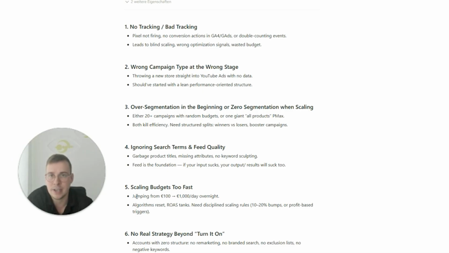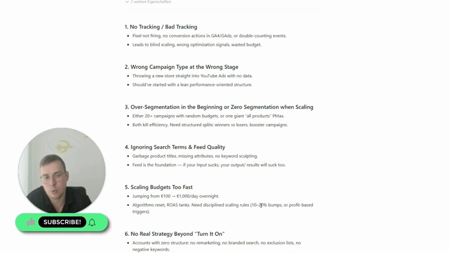Sometimes we do that in the beginning phases when we want to be very aggressive and the momentum is strong. But usually we scale in 10 to 20% steps. That's the best without resetting the algorithm, without having your ROAS tank completely.